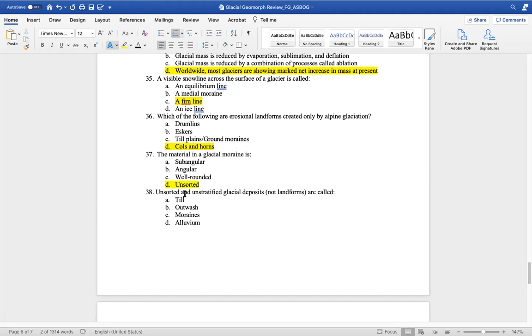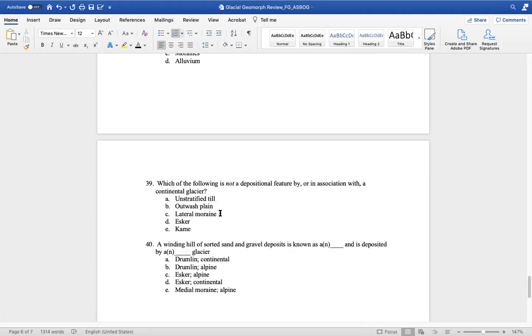All right, unsorted and unstratified glacial deposits, not landforms, are called what? Okay, whoever made this exam that I took this from, you were going easy on your students. It's till. I think we've covered that.